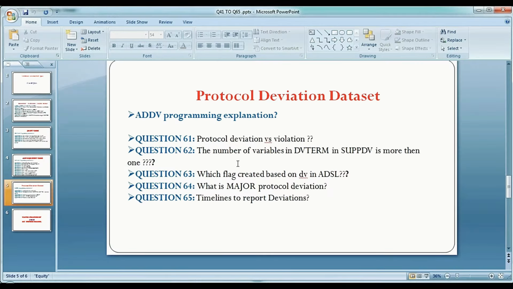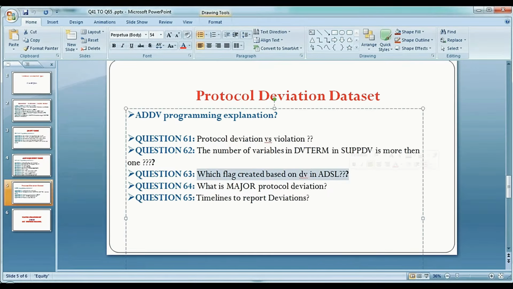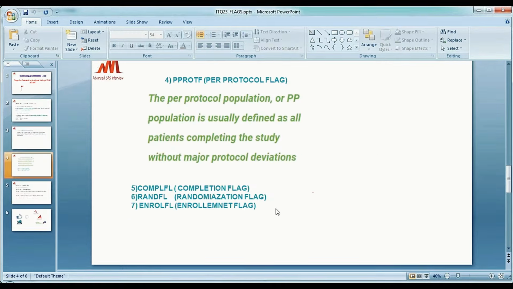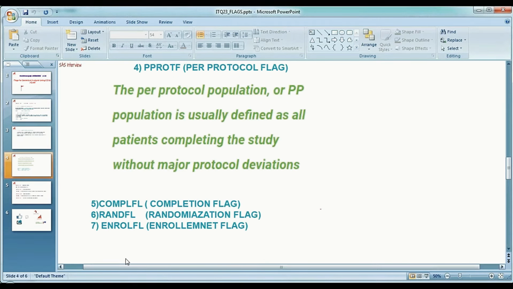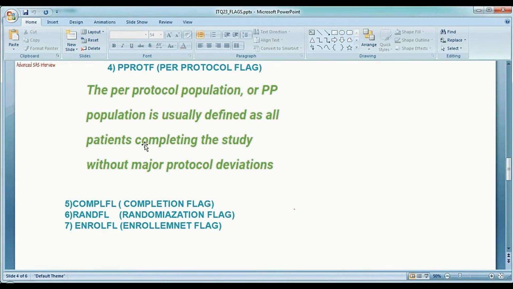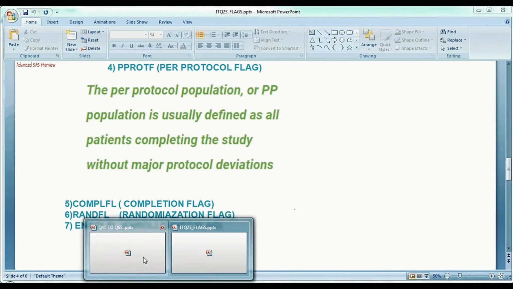Okay, in case of protocol deviations, what variable do we have to produce in the ADSL? The per protocol population flag. The per protocol (PP) population usually defines all the patients who complete the study without a major protocol deviation. So subjects who don't have any major protocol violation are the only ones included in the per protocol flag, PPROTFL. So this is the ADaM variable associated with our deviation data set.